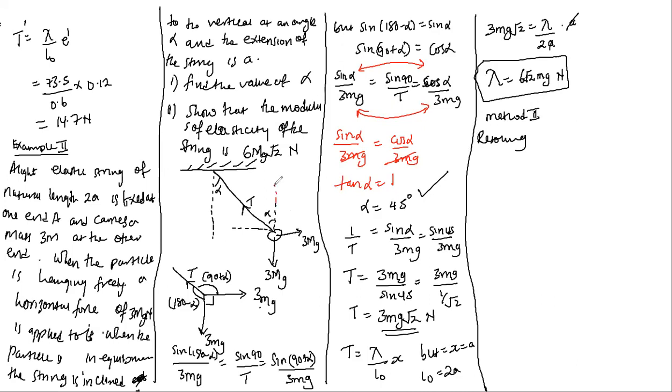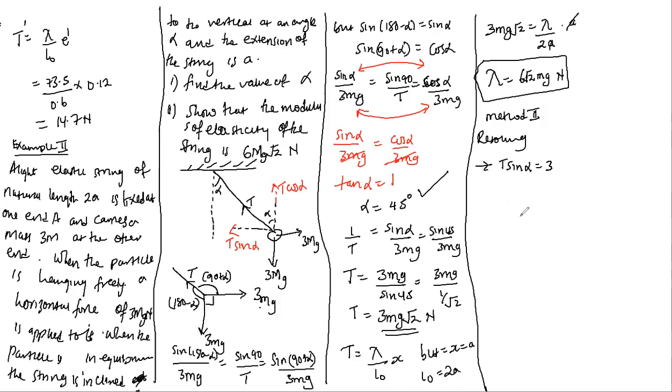Resolve T to the vertical and have T cos alpha, T to the horizontal and have T sine alpha. So horizontally, you will have T sine alpha is equal to 3 mg. Vertically, you will have T cos alpha is equal to 3 mg. This becomes equation 1, this becomes equation 2.